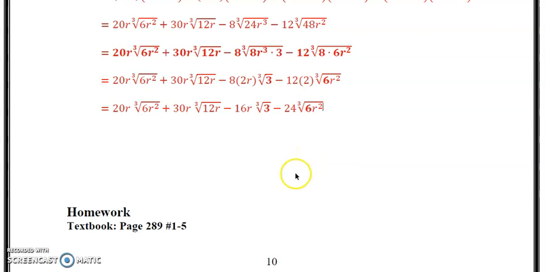So there's the homework for 5.2, the first part of which is multiplication. Just some suggested questions to work on from page 289, numbers 1 through 5.